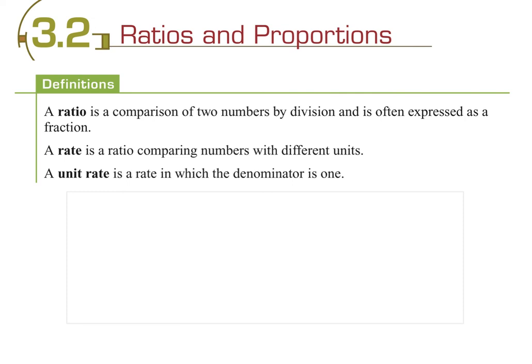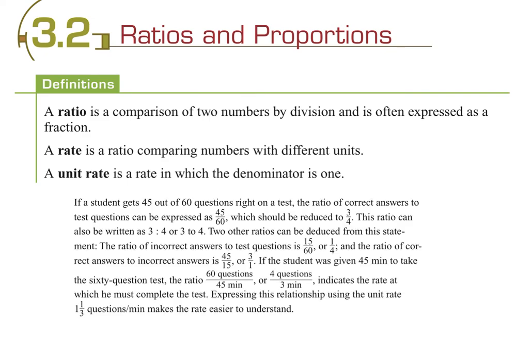So you have rates comparing two different units. A unit rate is when the denominator is 1. So they give this example. If a student gets 45 out of 60 questions right on a test, the ratio of correct test questions can be expressed as 45 to 60. You'll notice on all my testing quizzes, you will have a fraction grade on there before you have a percentage grade, right? That's your fraction grade. How many you got right over how many it is. You could reduce that to 3/4.